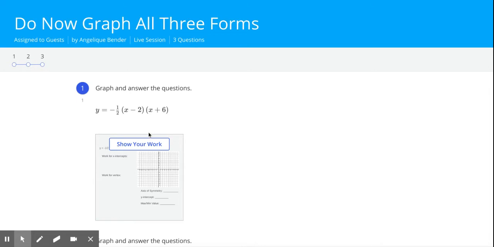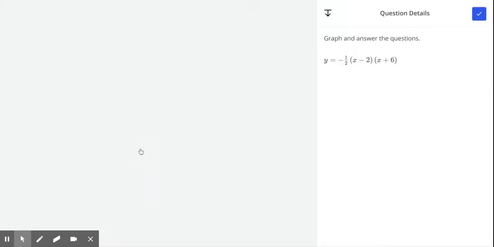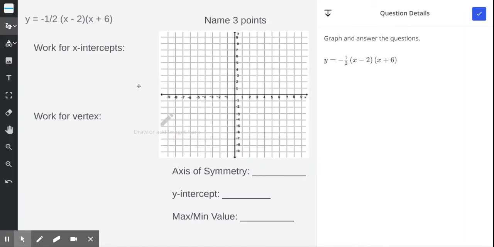Let's walk through how we do the do now. So here, let's first identify what form we're looking at. I see two different x's as being multiplied. There's no addition, right? So this is in factored form, so we call this intercept form.